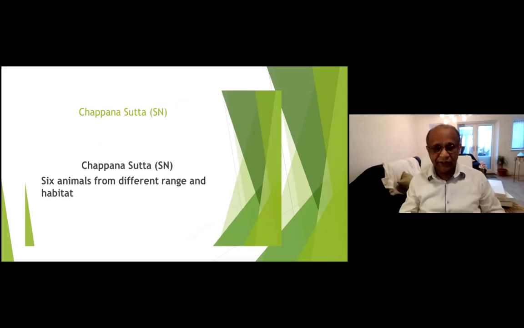So the Buddha said in the Chappana Sutra, he took 6 animals. He said, we take 6 animals from different ranges and different habitats, and we tie them on ropes, and then we bring all the other ends of the ropes together and tie them. And then these animals try to go to their habitats one by one. So who is stronger?